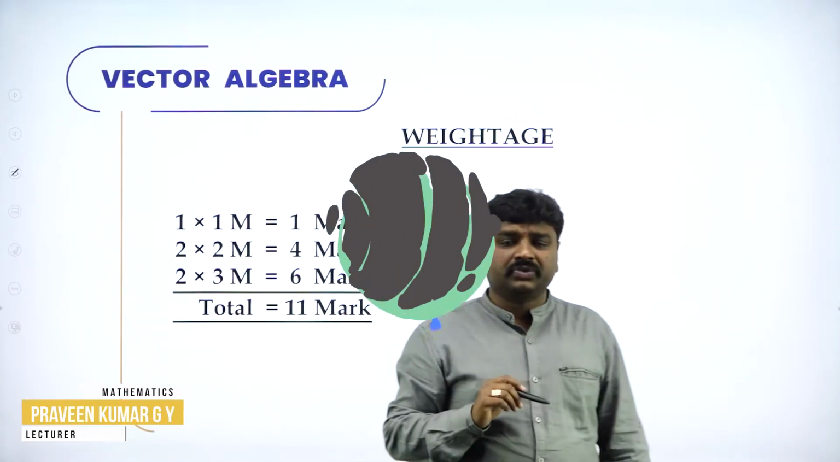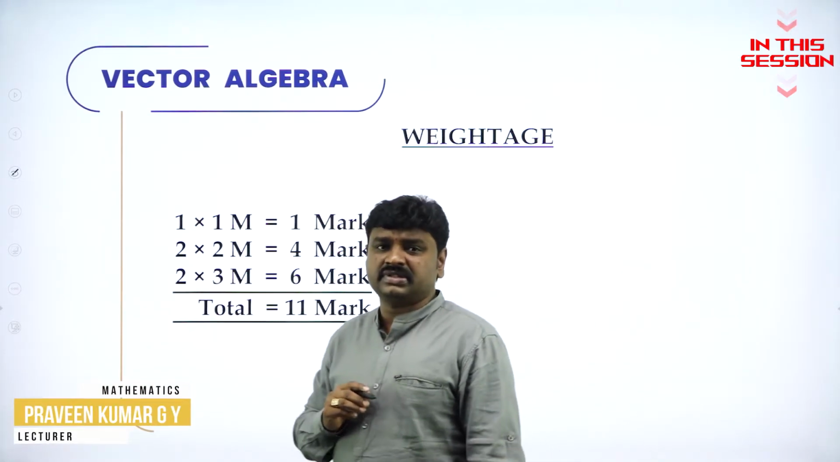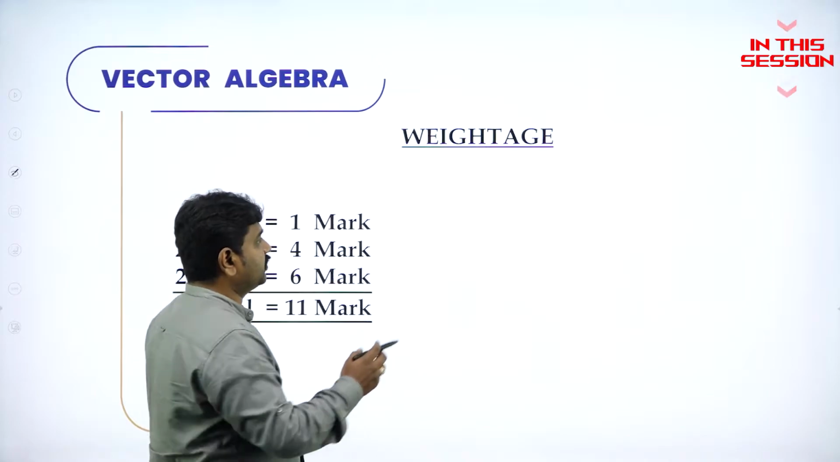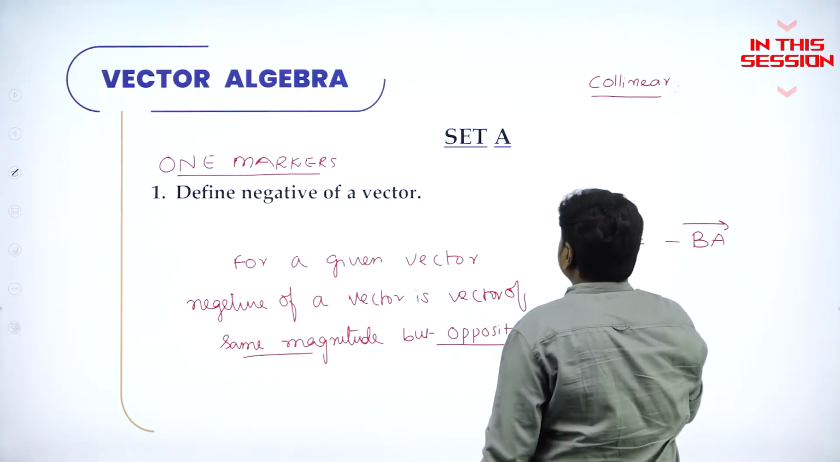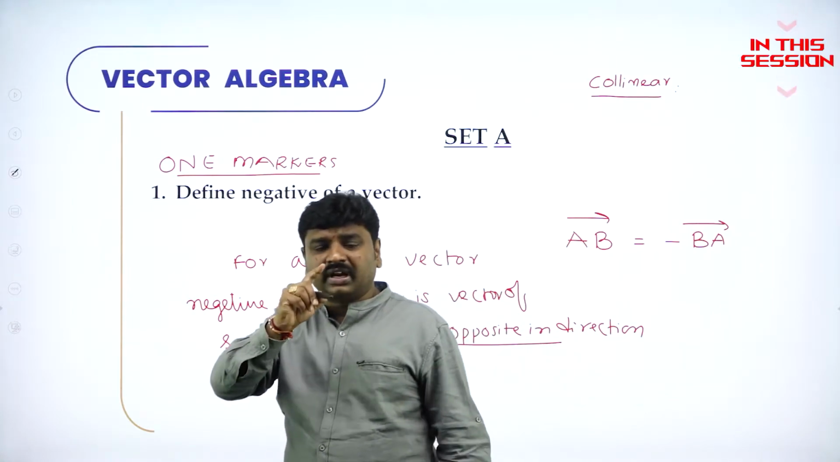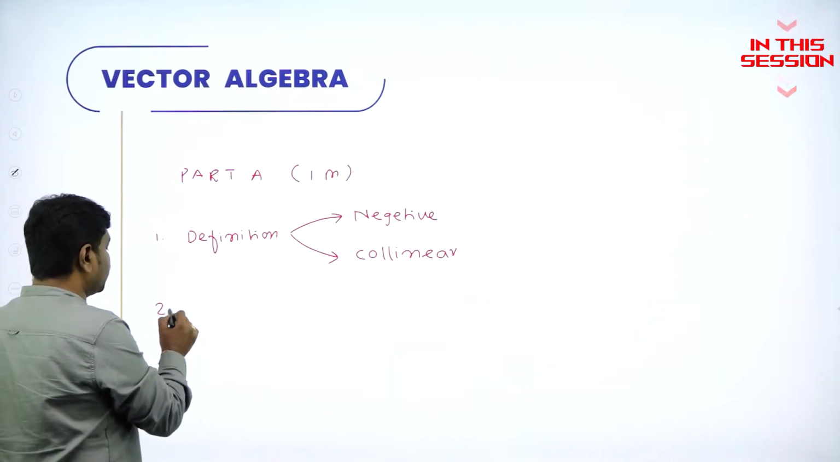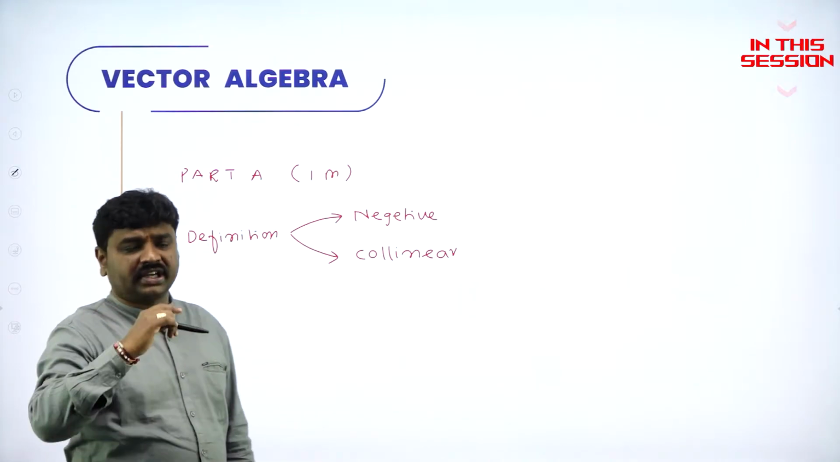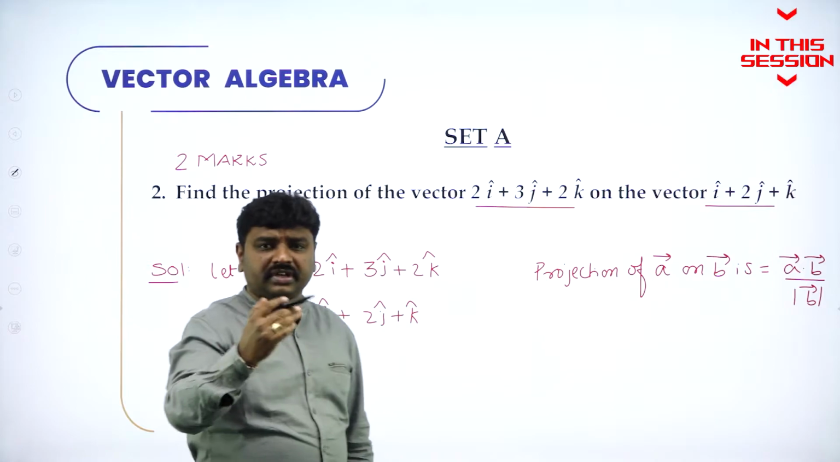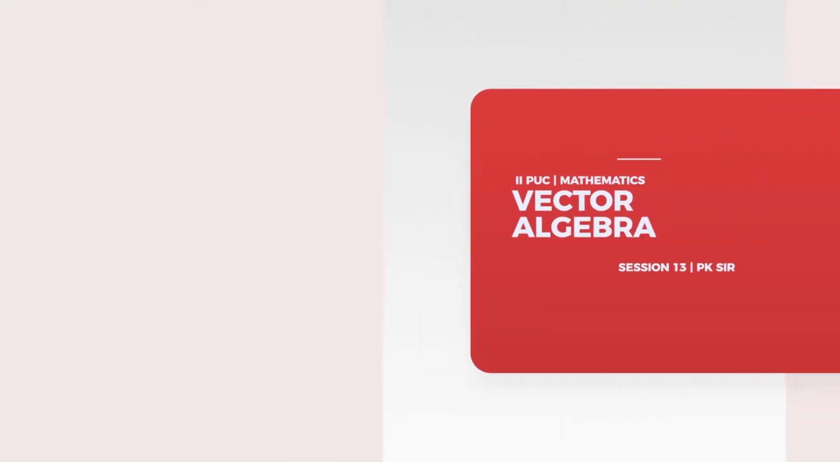In PU board, if you refer the past model papers, the weightage for the chapter is 11 marks. What are collinear vectors? Two vectors are said to be collinear if they are parallel to the same line. Negative of a vector is a vector whose magnitude is same as the given vector but opposite in direction. Projection of A on B is A dot B by magnitude B.